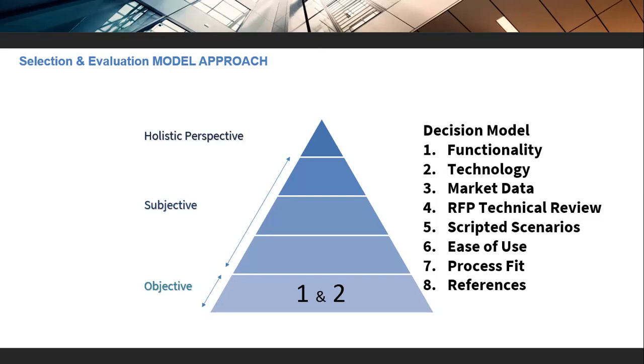Once you are clear about them, then you start building the subjective part. The subjective part is like market data, research about the market data. How many companies are implementing this? What has it done for them? These are the market data that you need to collect. And then you can do the RFP technical review. So you publish your RFI to invite most of the companies that you think can do it, and then you select them and you build an RFP, a request for proposal, and submit it.